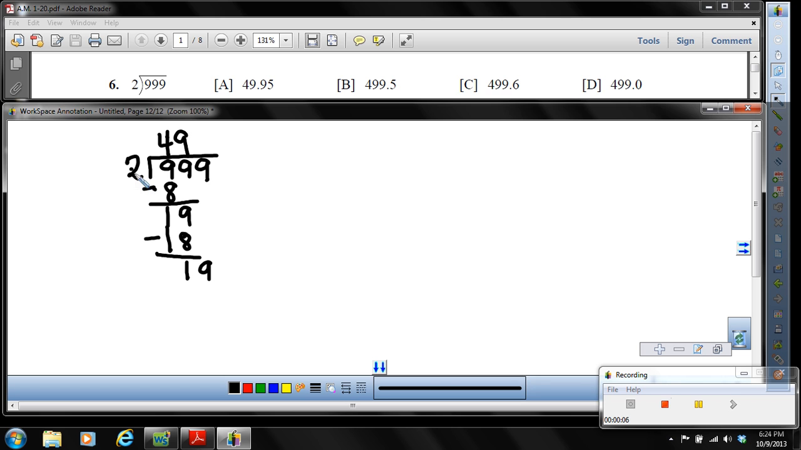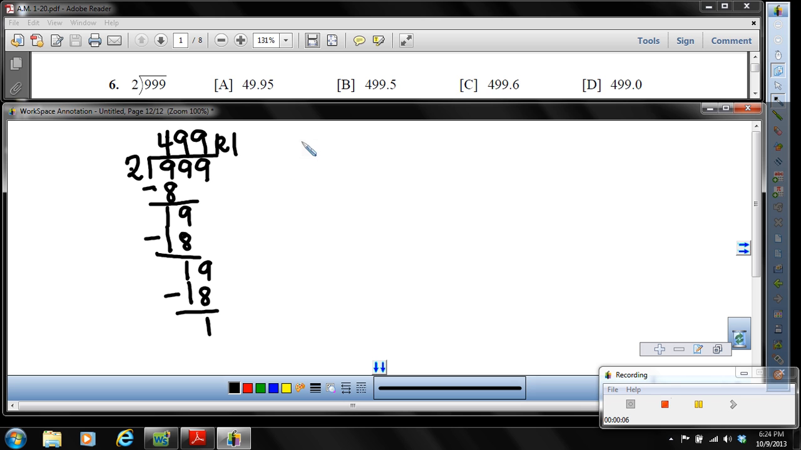And we ask ourselves, can 2 go into our new number, 19? And it can, 9 times. 9 times 2 is 18. We subtract, and we get 1. We know we're done with the problem because we have no other numbers to bring down, which means 1 is our remainder. 499, remainder 1.